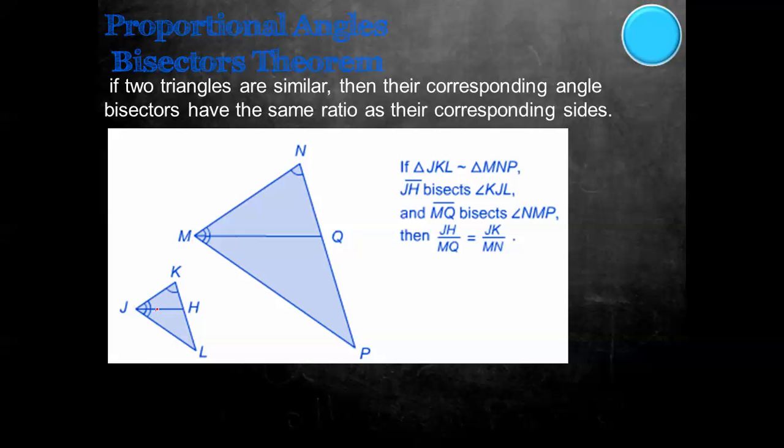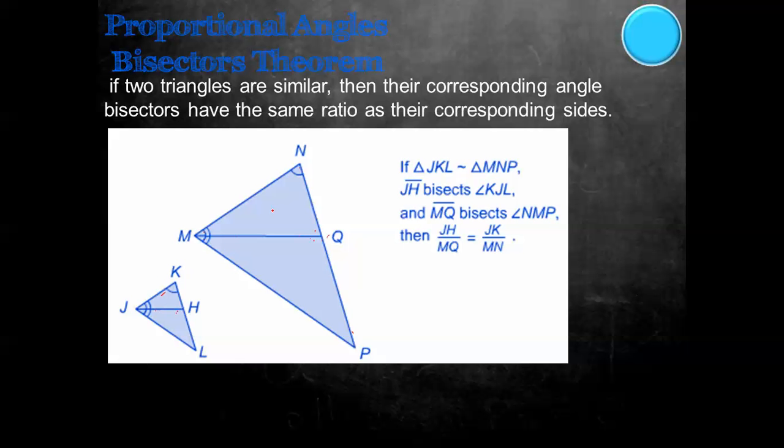Okay, because if you notice here, this is not an altitude because it does not have a 90-degree mark down here telling us that it's 90 degrees. It's not a median because it's not telling us that NQ equals QP, right? So it's not dividing this line in half. The only thing it's telling us is that this angle equals that angle. So that's how we know it's an angle bisector line.